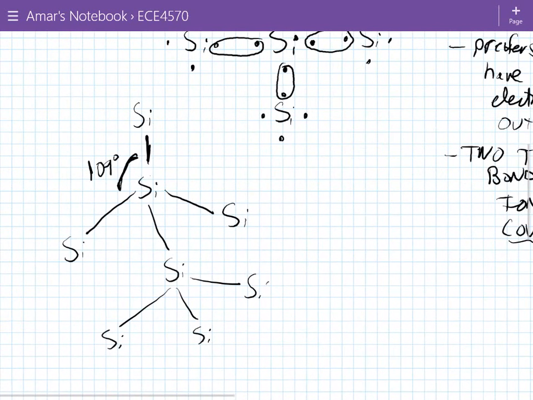So I've started drawing what a lattice of silicon atoms will look like. But what we're going to find out later is that the lattice structure forms something called the diamond lattice, which we'll talk about in just a few slides.